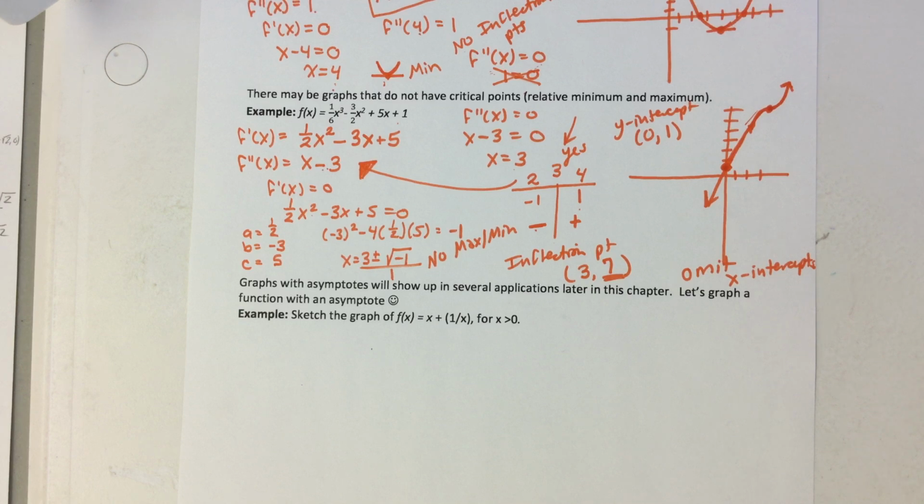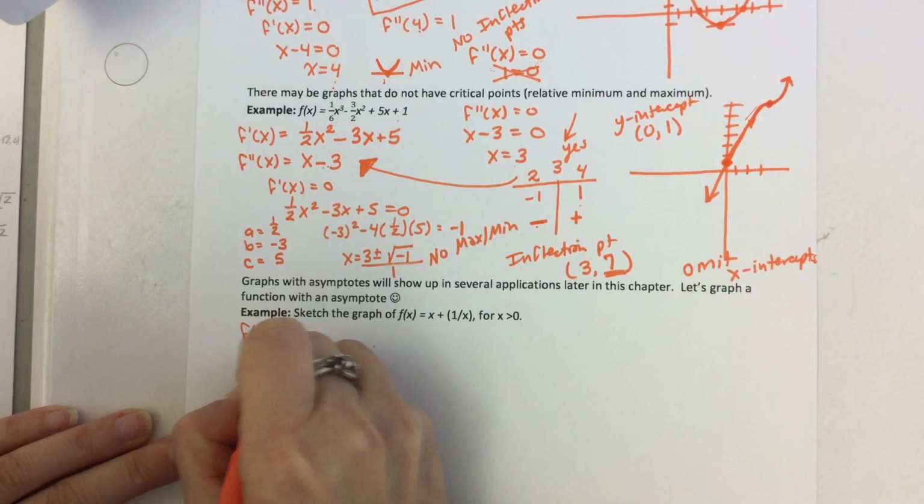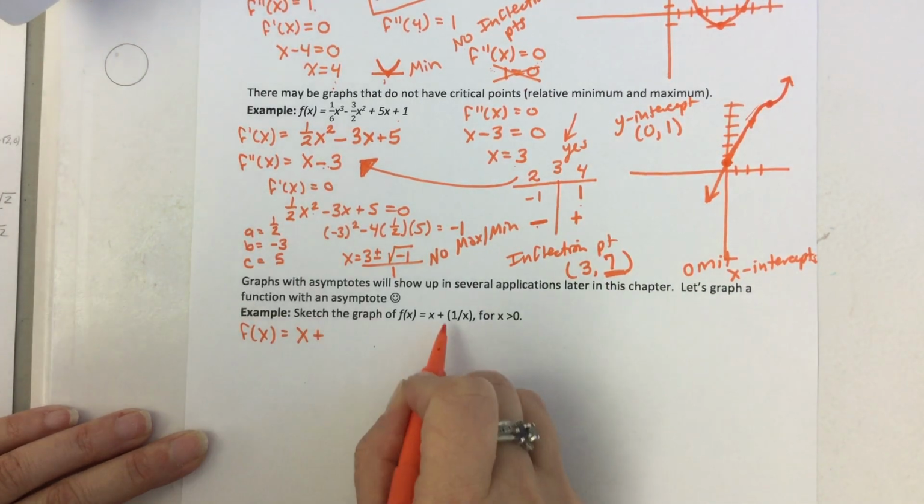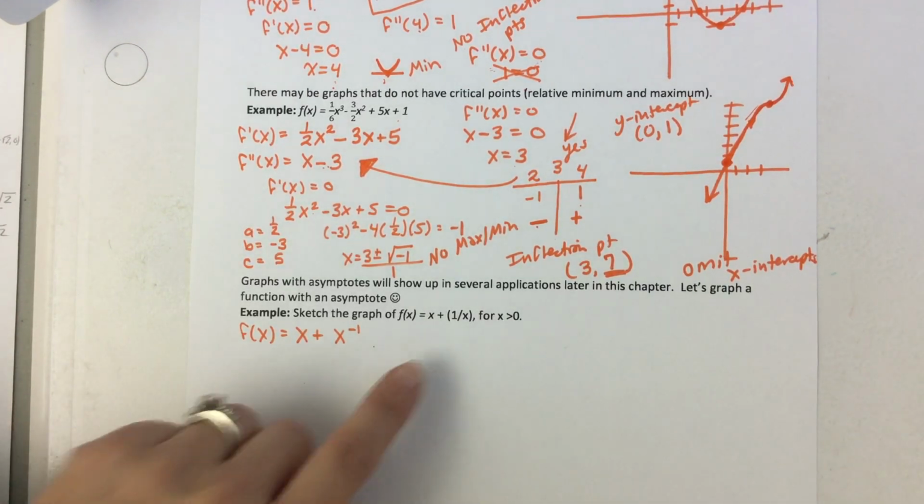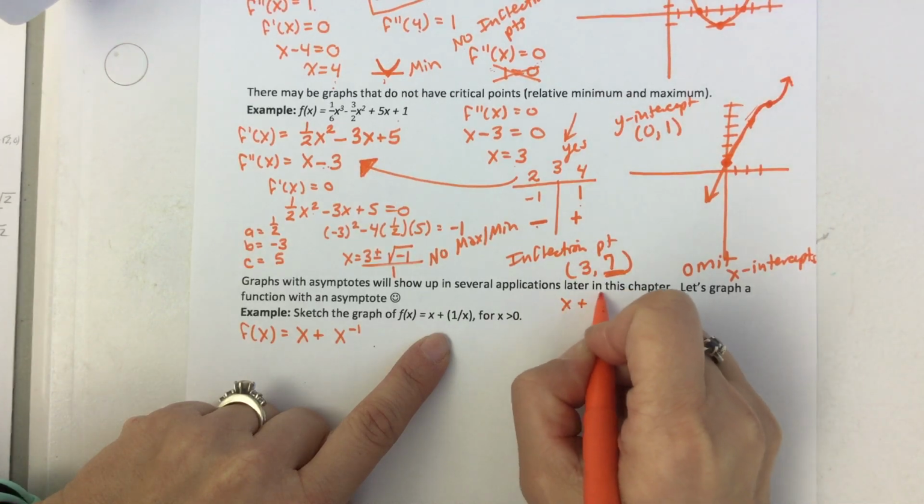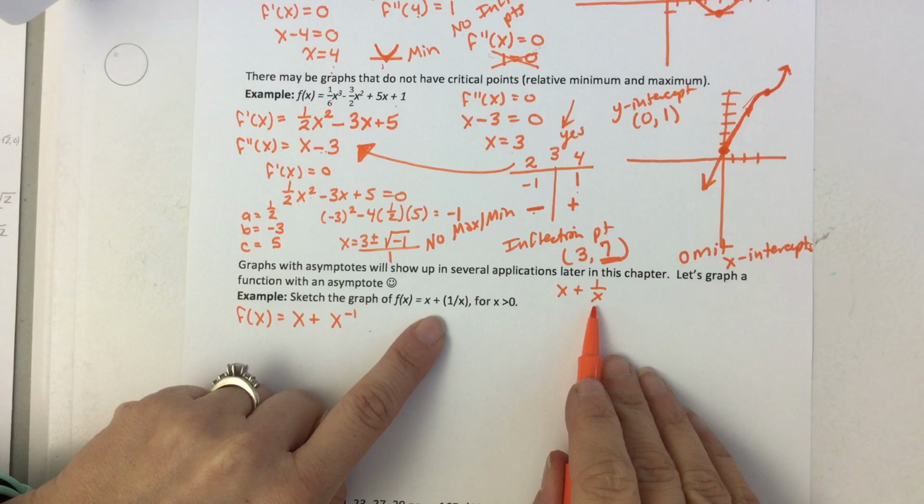Last one. Graphs with asymptotes are going to start showing up in this section and later on in the chapter. So we want to graph something with an asymptote. So let's go ahead. f(x) is x plus 1 over x, and remember 1 over x is the same thing as x to the negative first power. Right away though, back to our college algebra knowledge, this is going to give us an asymptote because it's breaking the domain.